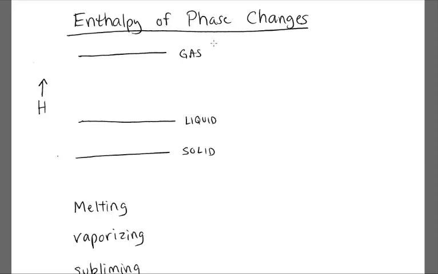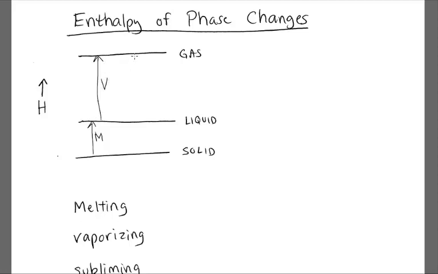Let's talk about phase changes. We've talked before about the three main phases, which are solids, liquids, and gases for any particular substance. And when you go between the different phases, we have names for those processes. And we said going from a solid to a liquid is melting. Going from a liquid to a gas is boiling or vaporization.